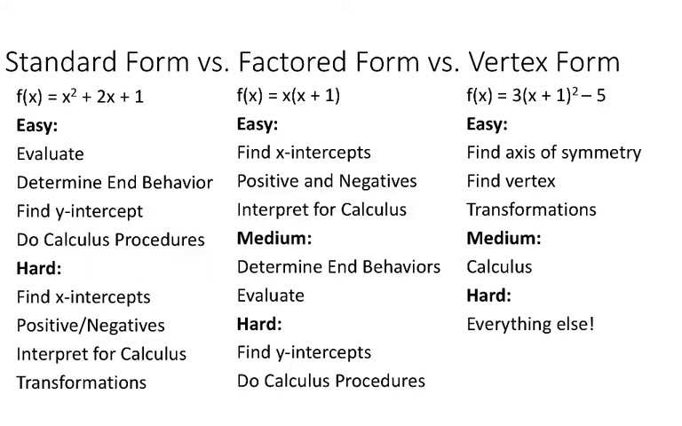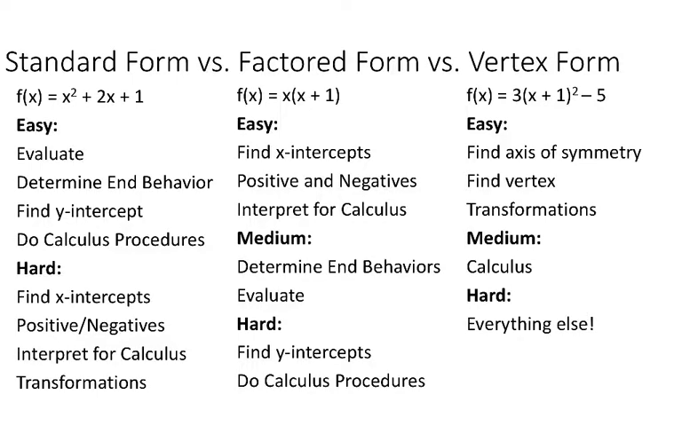What's hard to find from standard form is the x-intercepts, positives or negatives, like intervals. It's hard to interpret for calculus, which is strange. The procedures are easy. The interpretation is quite difficult in this form. And then transformations are quite hard in standard form as well.